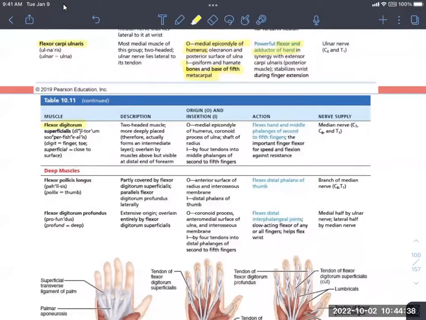Flexor digitorum superficialis. It originates again at the medial epicondyle of the humerus. Flexors are the medial epicondyle. It'll insert at the middle phalanges of the second through fifth fingers. It will flex the wrist or hand and the middle phalanges of the second to fifth fingers.